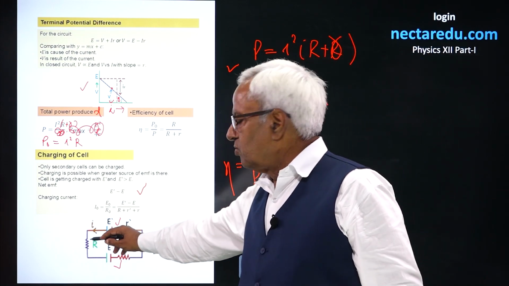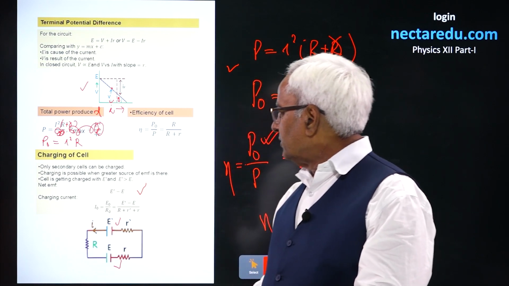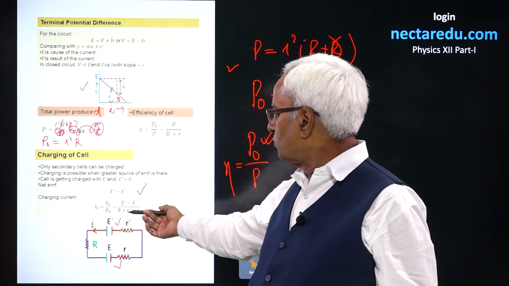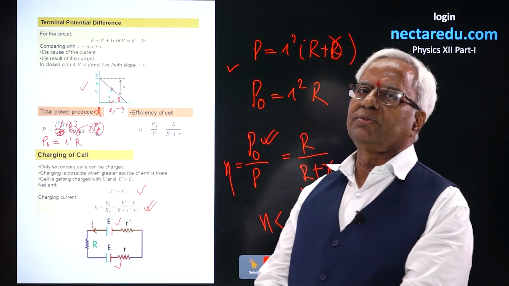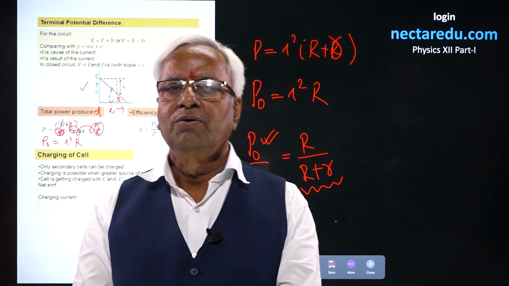Total resistance, you know already, is r plus r dash plus capital R. The current flowing through the circuit is going to be total EMF upon total resistance. It's written over here. This is the way to charge the cell. Remember, only secondary cells could be charged, not the primary.